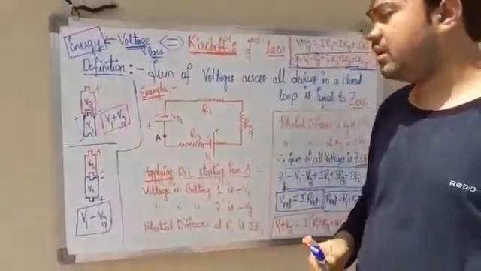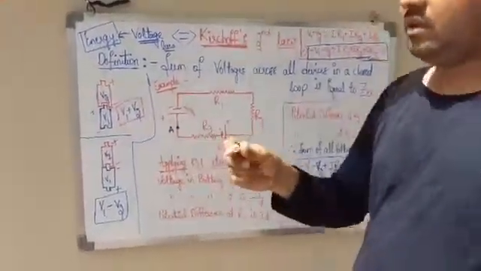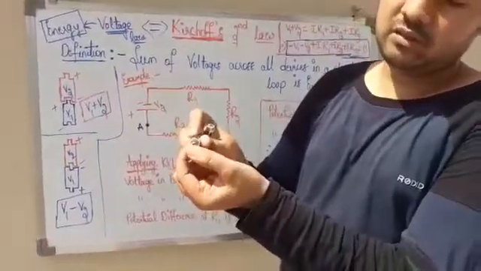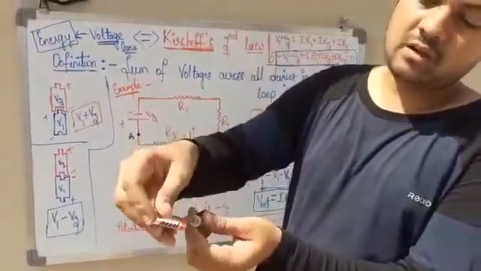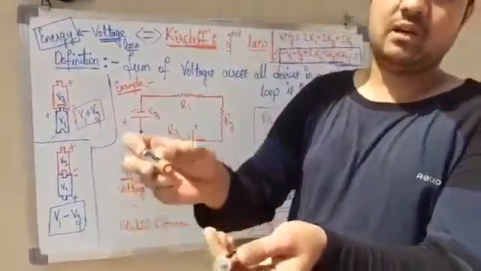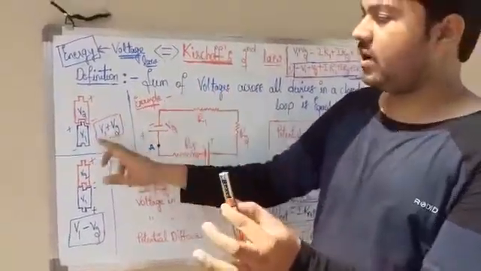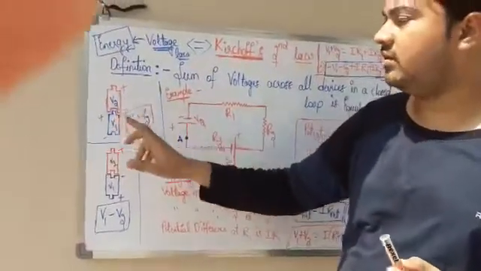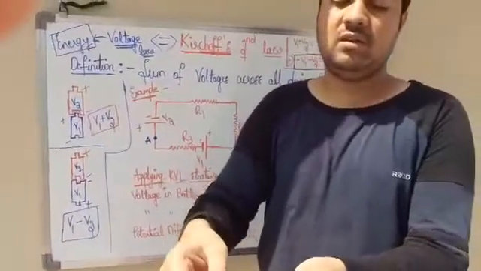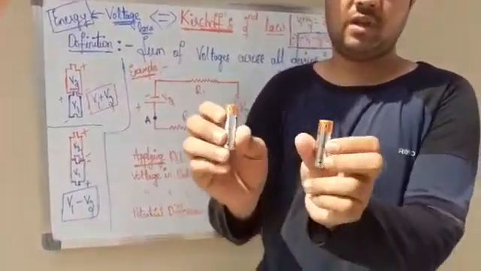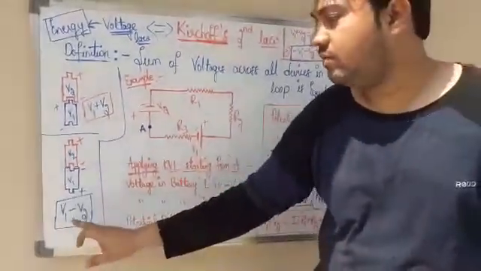So here I have two batteries. This is the plus of a battery, and this is the minus of a battery. When I connect this plus to a minus, the net voltage will be V1 plus V2. Whereas if we connect two minuses, then the total voltage will be V1 minus V2.